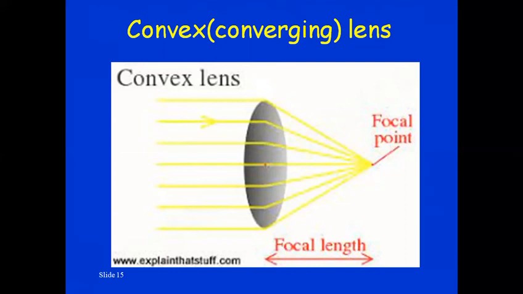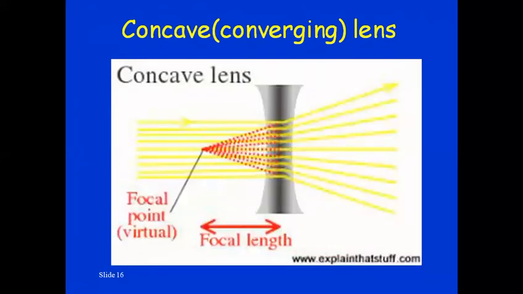But there is another type of lens which is thinner at the middle and thicker at the ends. This is called a concave lens, and this type of lens actually diverges the light rays, meaning they are not going to focus the light rays at a single point, but they are going to scatter them. Okay, so this type of lens is called a concave or diverging lens.